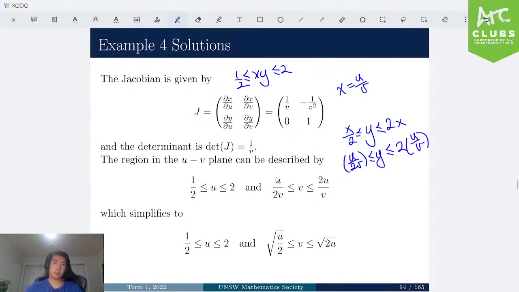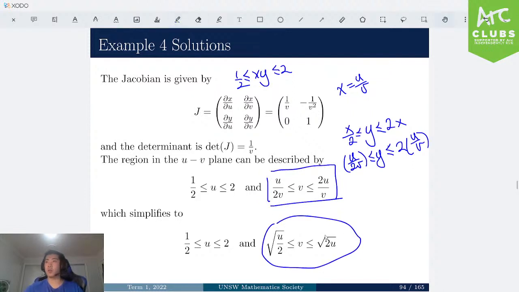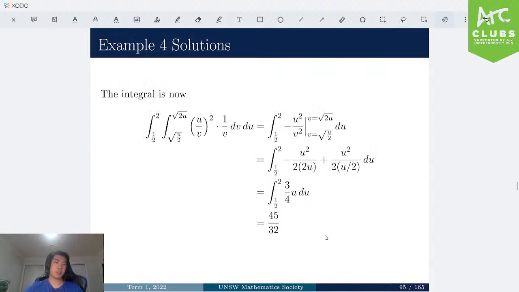Okay? And furthermore, we can simplify this a little bit more. Cross times the v's over, and then take square roots, and you end up with v lying between root u on 2 and root 2u. Okay? So now we have all the boundaries set up as well. We have our Jacobian. Let's just plug it all in. Right? So these are our new boundaries, half to 2, and root u on 2 to root 2u. This is our determinant of the Jacobian. And this here is f composed with capital F.